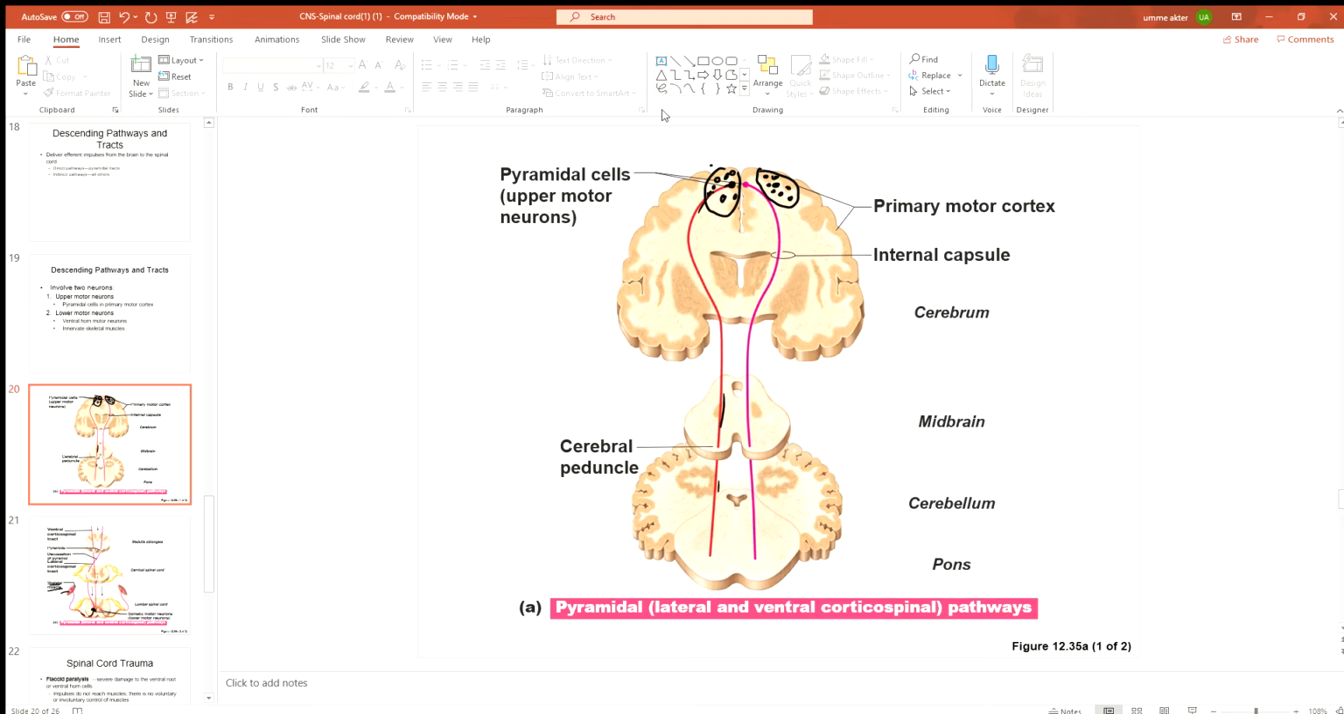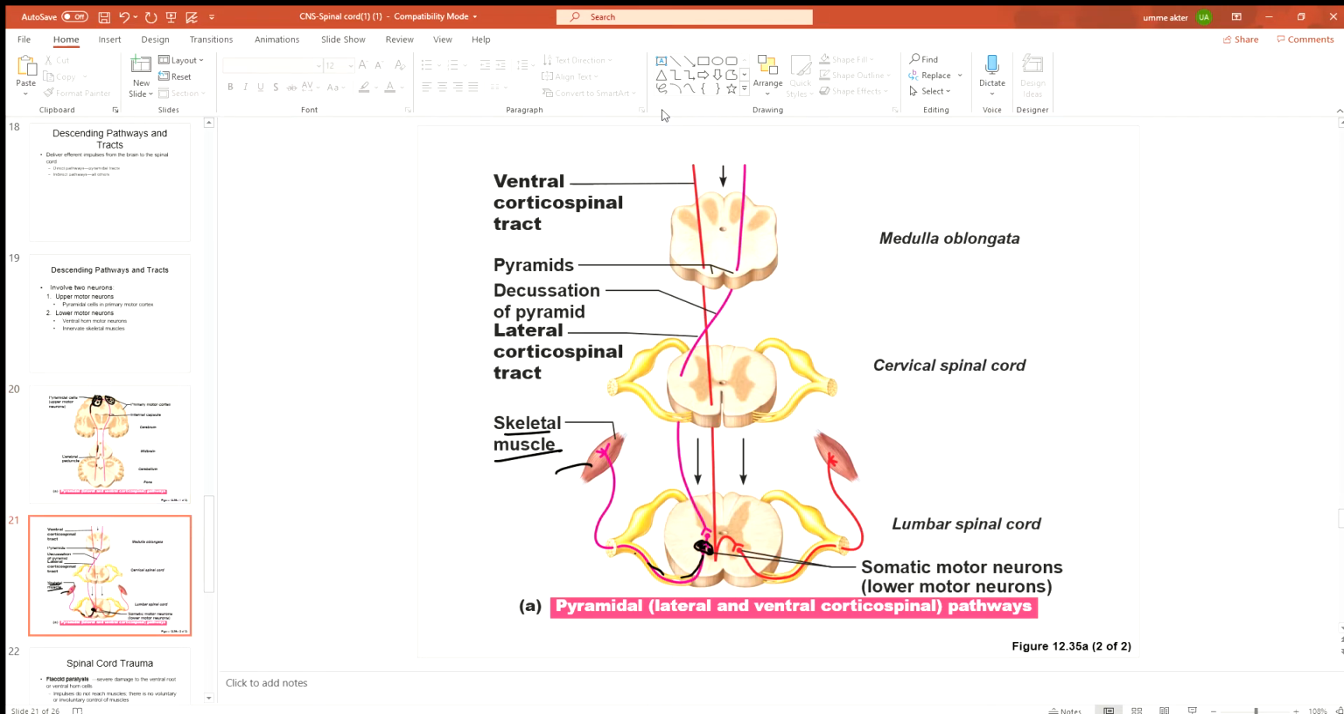The upper motor neurons are in the primary motor cortex here, and from their long axon or fiber goes all the way down to the spinal cord ventral horn, where you have another set of motor neurons. These are called lower motor neurons. Makes sense? Upper motor neurons in the brain, lower motor neurons in the spinal cord. And then from the motor neurons, ventral root is for the motor, right? Through the spinal nerve will go to the muscle. So in motor pathway you have upper and lower motor neurons.